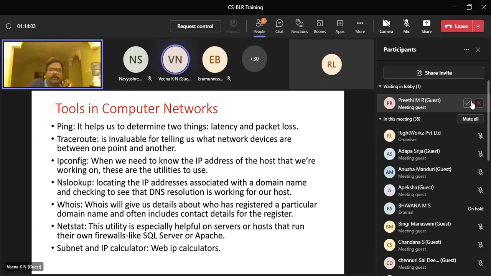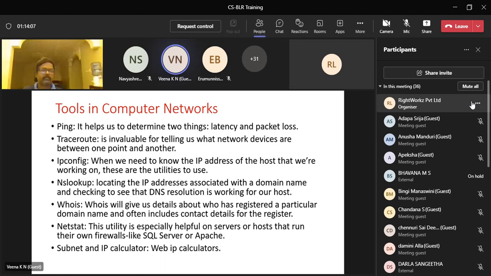The tools which are used in computer networks are, first, ping. It helps us to determine two things: one is the latency and the other one is packet loss. And the other tool is traceroute, which is invaluable for telling us what network devices are between one point and another. And the other one is ipconfig. That is when we need to know the IP address of the host that we are working on. These are the utilities to use.